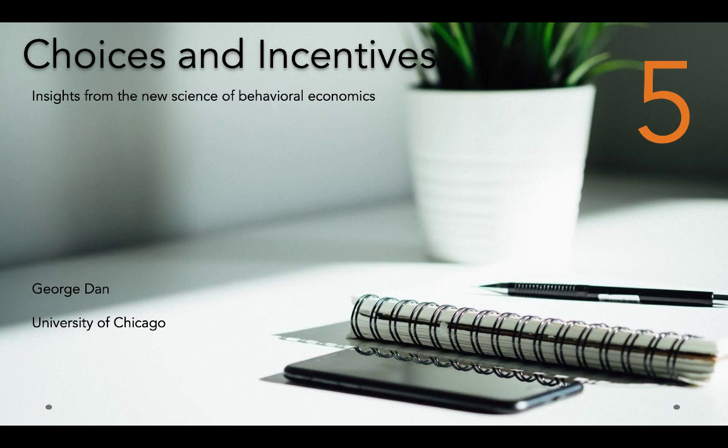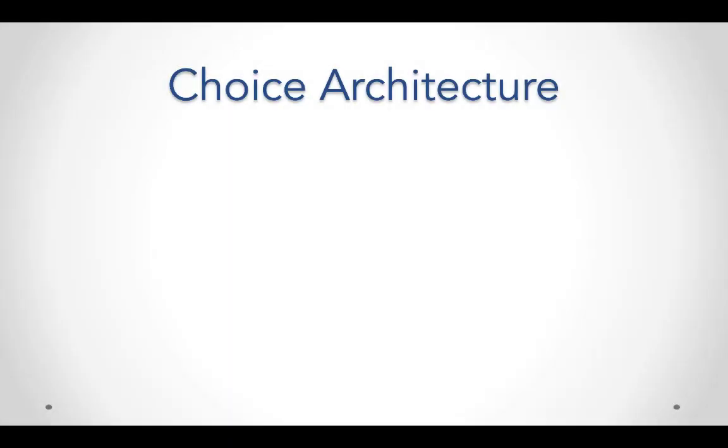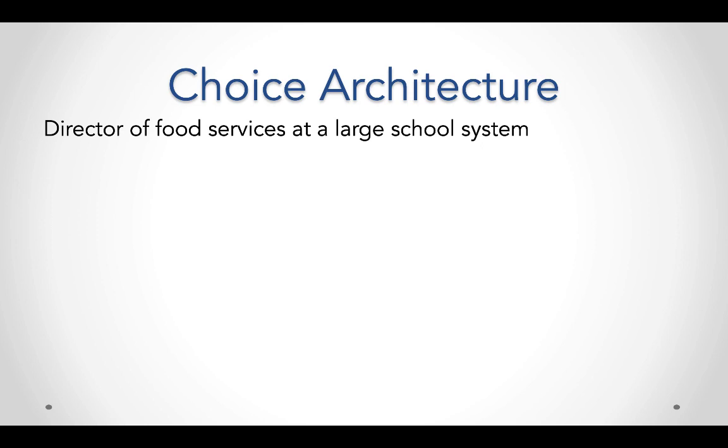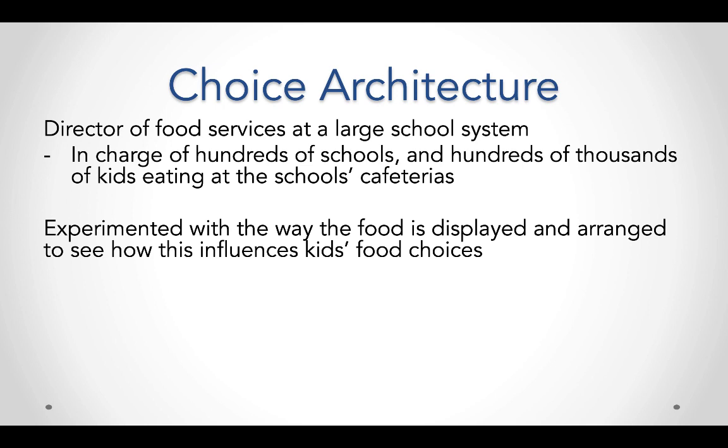Welcome everyone to lecture 5 of our course, Behavioral Economics, and this lecture is about choice architecture and nudge theory. So in choice architecture, assume that you are the director of food services at a large school system. You're basically in charge of hundreds of kids, thousands of kids, and many cafeterias. So the question is, how would you display the food so it makes people better off?